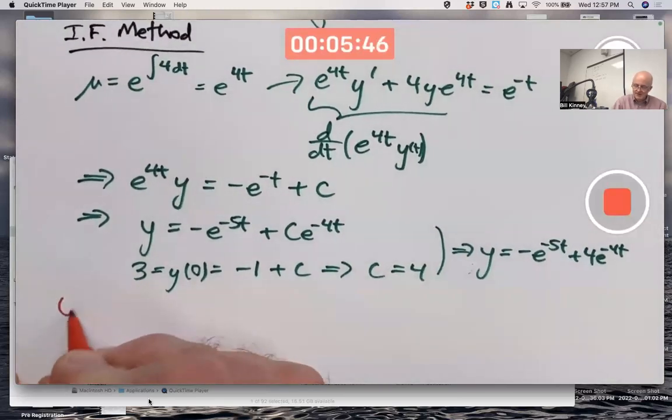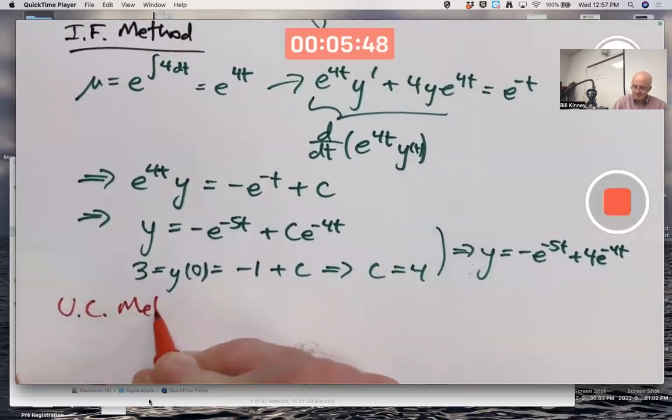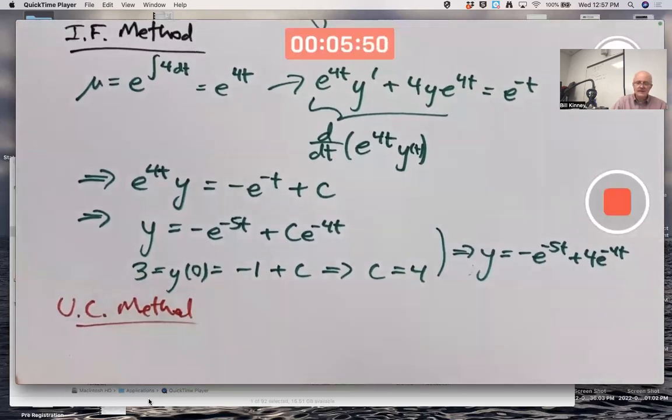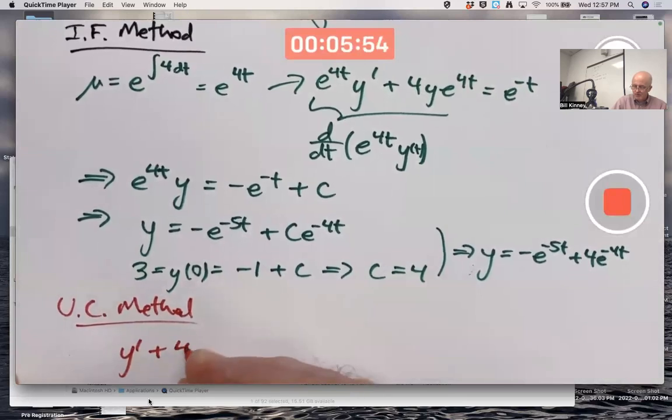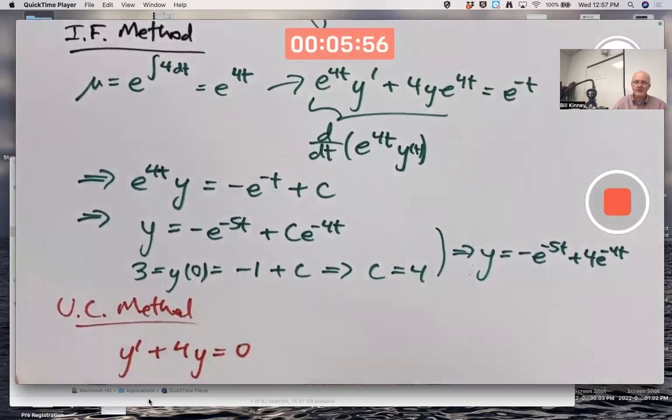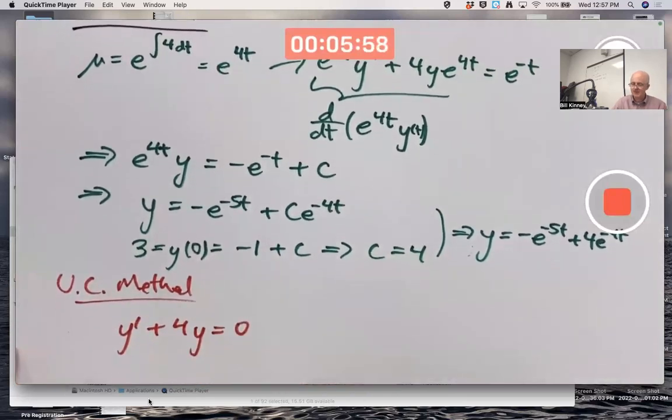Undetermined coefficient method is where you consider the associated homogeneous equation y prime plus 4y equals 0. Make the right-hand side 0. It's not the same differential equation. That's a different differential equation. But its general solution is related to the general solution of our original equation. That's what the theory about the linear equations is all about.